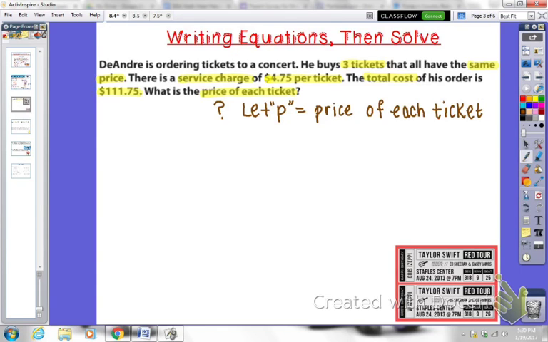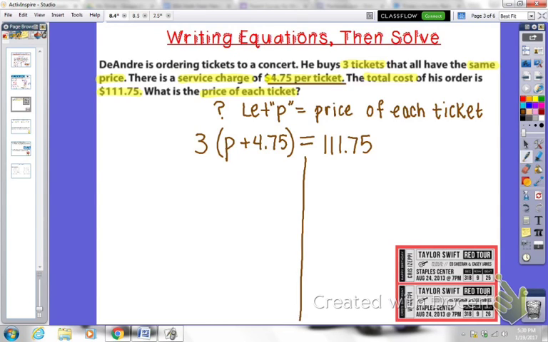So let's look at this. I have a service charge of $4.75 per ticket. So I don't know the price of a ticket, but I know that I have to pay this fee each time. I'm going to group this, and I am buying 3 of them, so that number goes out front. I'm going to set it equal to my total amount of $111.75. Now I talked about 2 different ways of solving this. I'll show you by method 2.